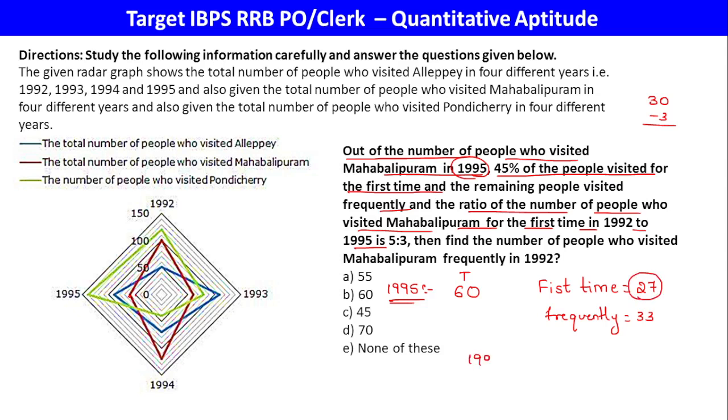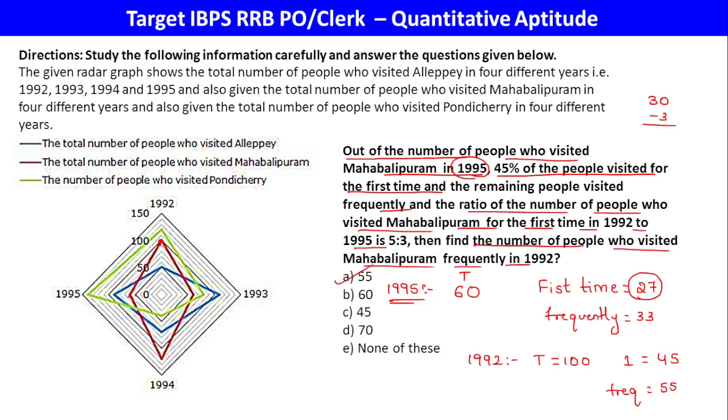Talking about 1992, the total visitors to Mahabalipuram in 1992 is 100. The first-time visitors are 3 parts is 27, so 1 part is 9, and 5 parts is 9 times 5, 45. The frequent visitors are 55. Then find the number of people who visited Mahabalipuram frequently.